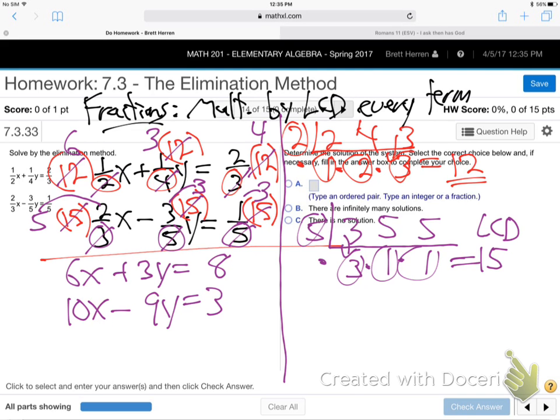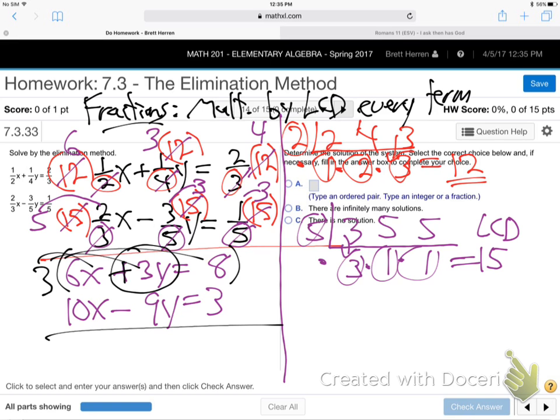Hold on. That doesn't help. I don't need all that information right now. Makes sense? I'm just focused on the y right now. I just want to make those y's opposites, right? Everybody see where I'm looking? I'm looking right here saying I've got to make that the opposite of minus 9y. I've got to make it plus 9y, right? So multiply through by 3. Everybody see that? See how I'm determining that? It's all about opposites, isn't it?